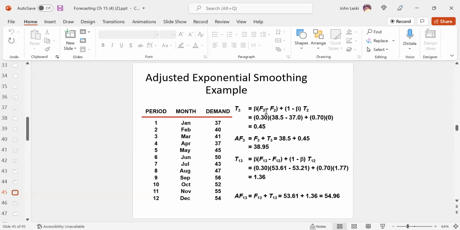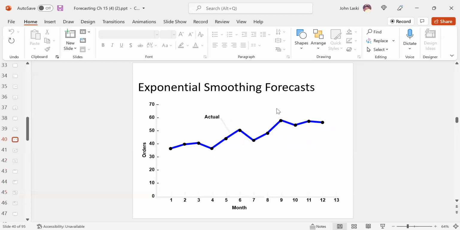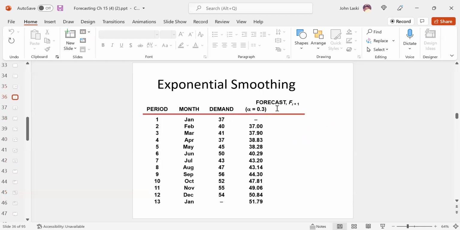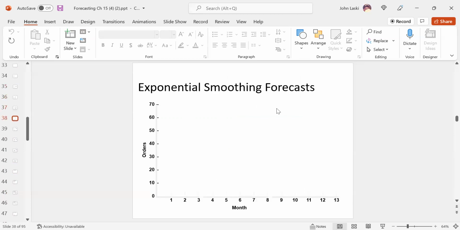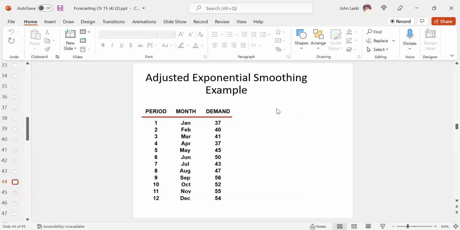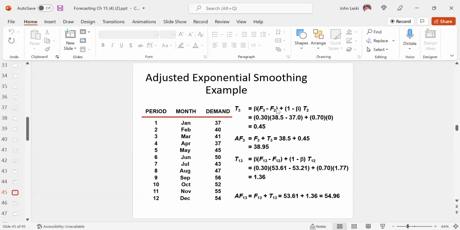Beta times the difference between the forecast at period 3 and the forecast at period 2. Well, where do we get that? Well, go back. We have all this. Forecast at period 3, forecast at period 2. We've got all that. So what we're trying to do, again, is beta times the net of this plus the reciprocal of beta times the previous trend. Okay, so beta, if it's 30%, 1 minus beta is 70%.